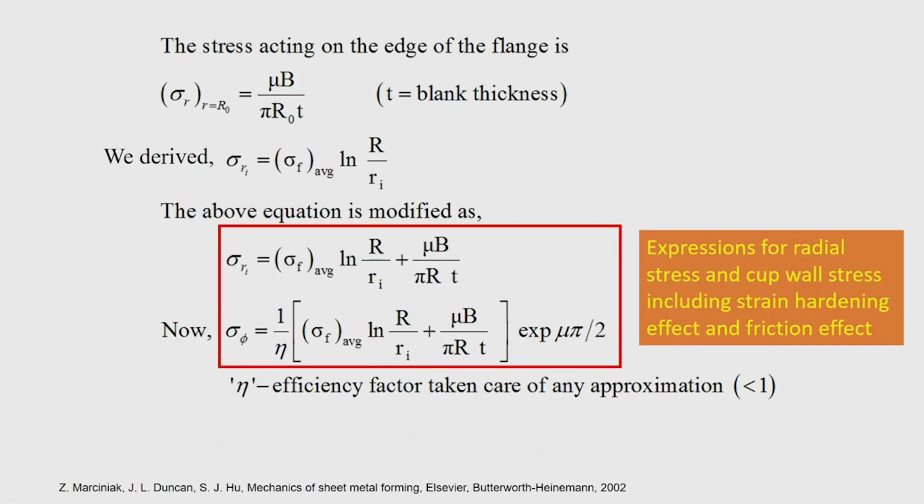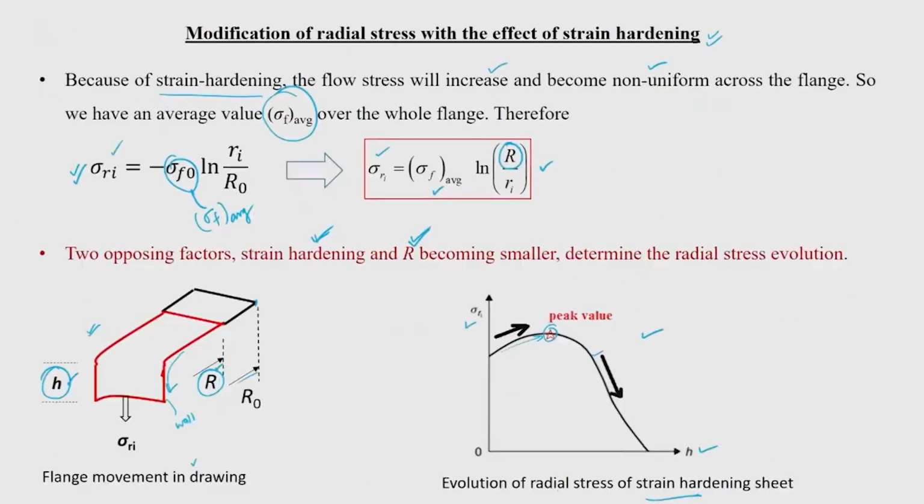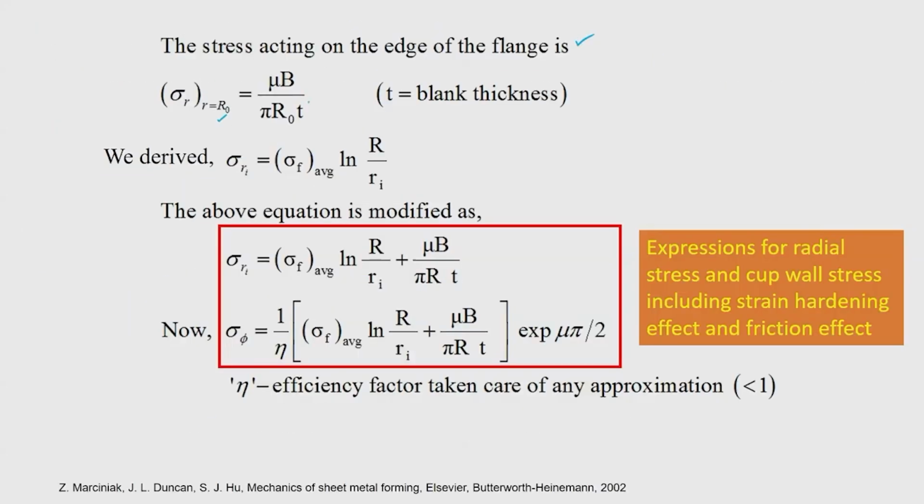So, I am going to say that the stress acting on the edge of the flange, that means my sigma r at r is equal to r naught, at this particular location in the diagram, is given by this particular equation, mu b divided by pi r naught t, where t is the blank thickness. So, now what I am going to do is my initial sigma ri is actually modified to sigma ri by considering an average flow stress, right. So, this is sigma ri. So, again this is also sigma r. So, I can add this part to this part to get the effect of friction into that equation.